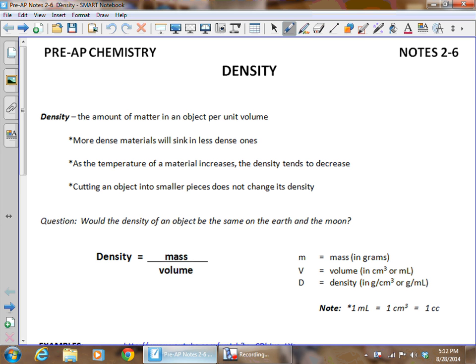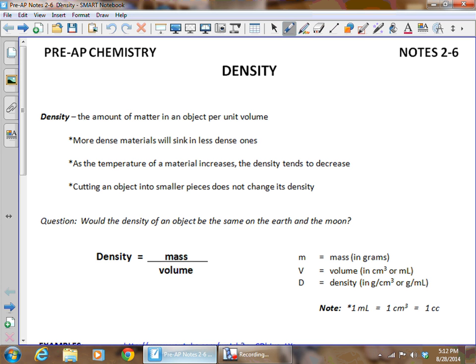If you put glycerin or heavy syrup into water, it's going to sink to the bottom. Oil will float on top. So those are mostly applicable for things that are gases or liquids. As the temperature of material increases, the density tends to decrease because the particles spread further apart. So if they're less squashed together, they're not going to be as dense.